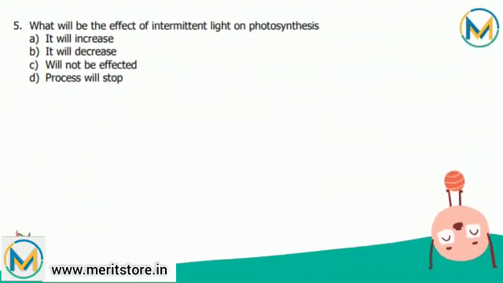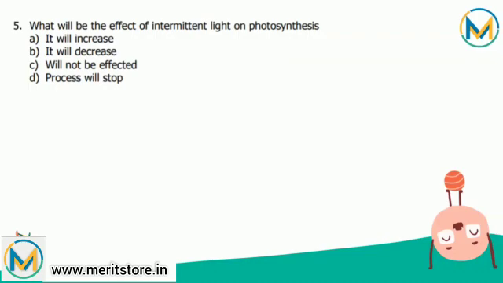What will be the effect of intermittent light on photosynthesis? Photosynthesis is the process of carbon fixation, which mainly takes place in two steps, light reaction and dark reaction. ATP and NADPH2 are produced in the light reaction, which is utilized for carbon fixation during the dark reaction. Light reaction is much faster than the dark reaction, so in continuous light there is accumulation of ATP and NADPH2, and hence reduction in the rate of photosynthesis.